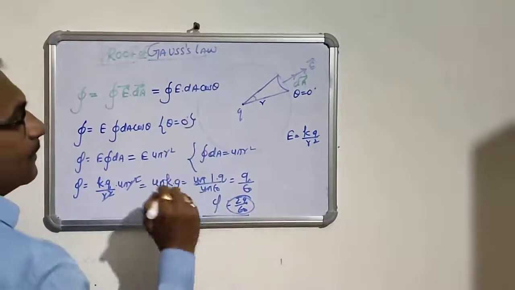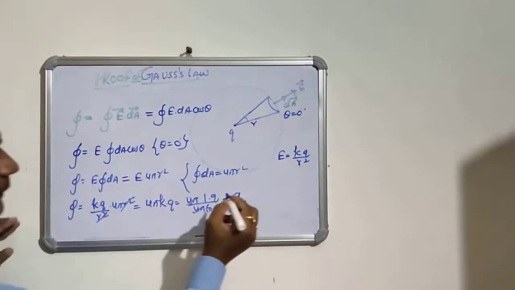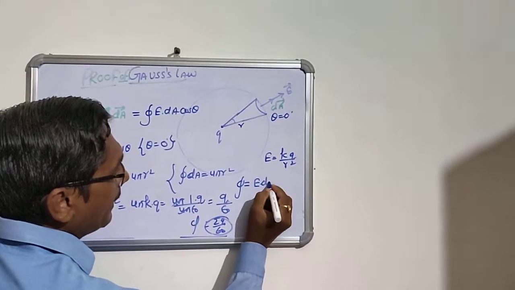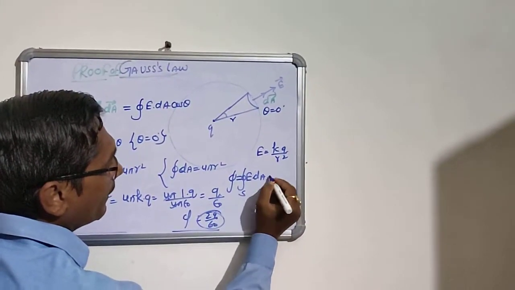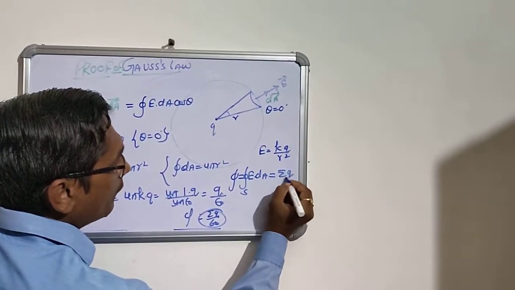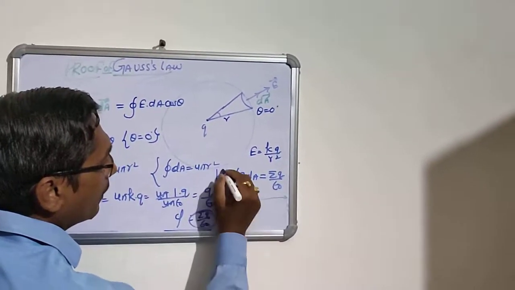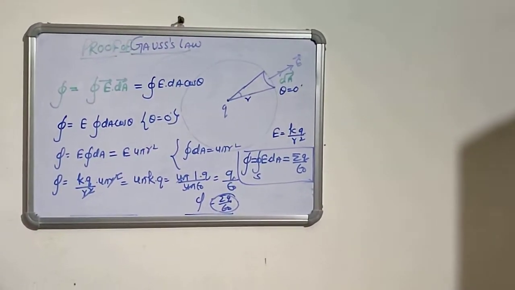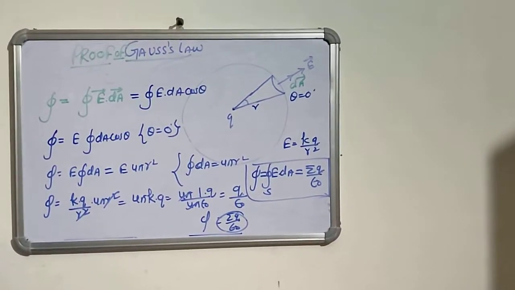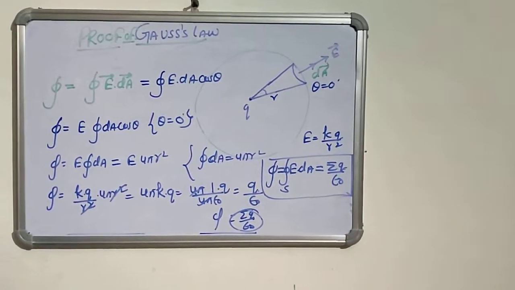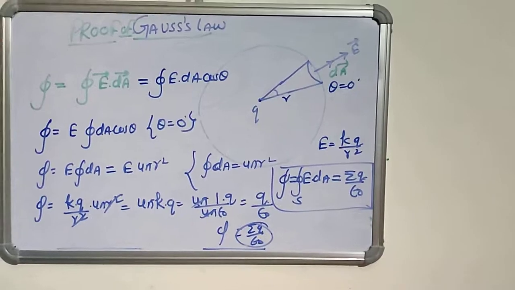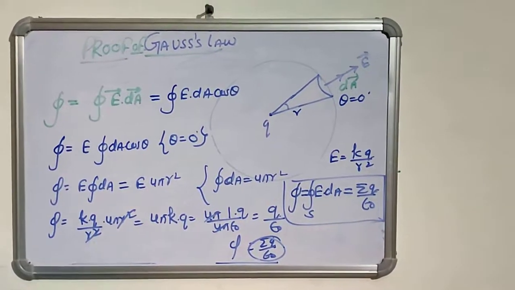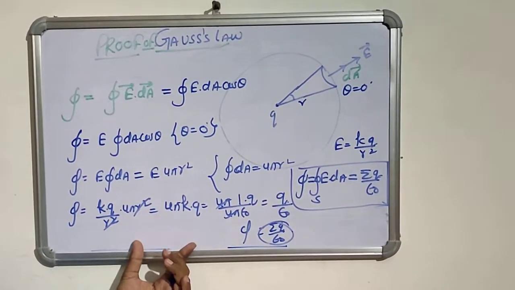That's why we can say the net emitting flux phi equals the closed-surface integral of E dot dA, which equals the summation of Q upon epsilon naught. This is the proof of Gauss law. In the next class, we will discuss applications of Gauss law. For today's class, this is over. Thank you very much.